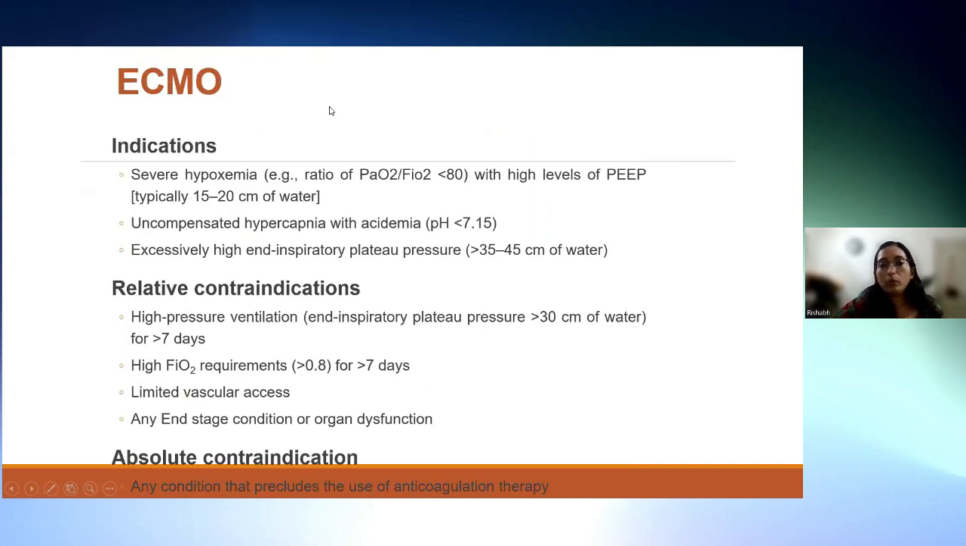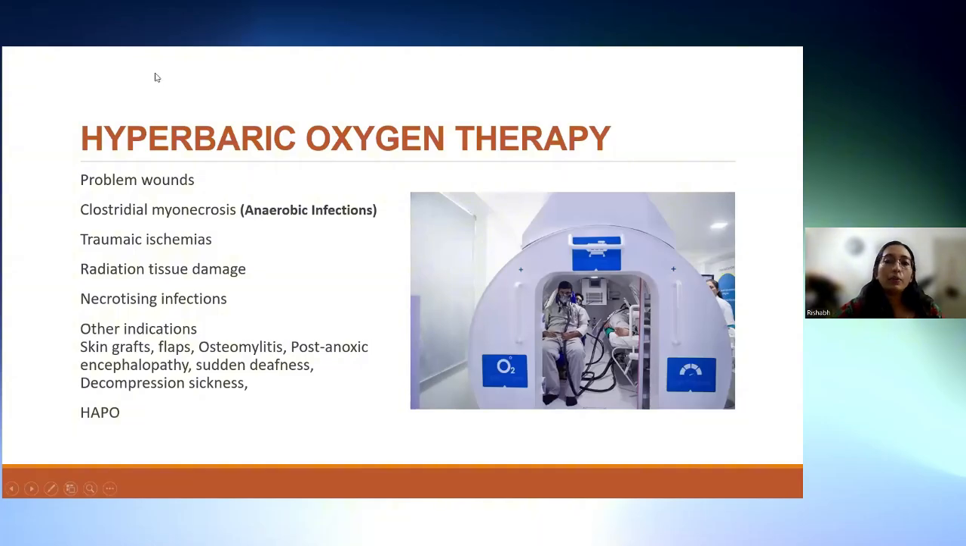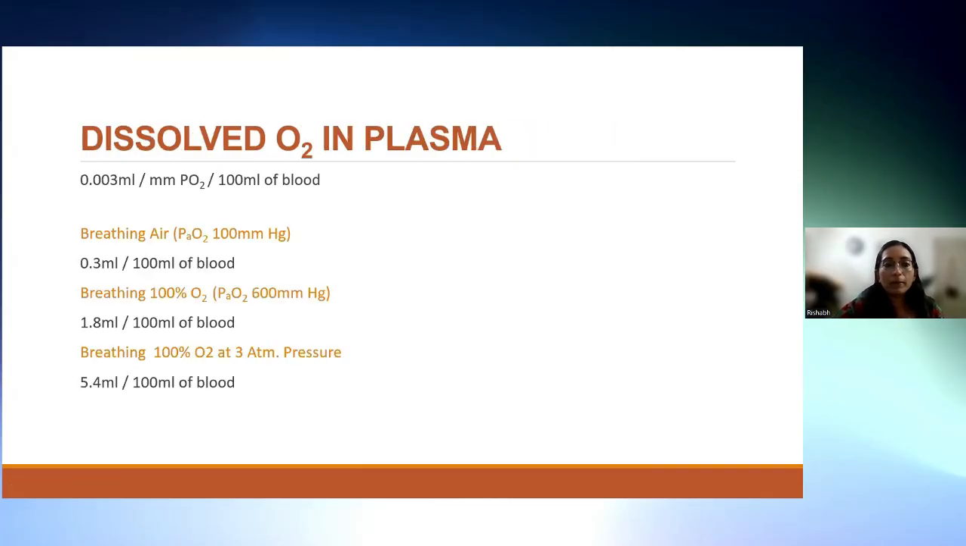We all know about ECMO. This is another form in which oxygenation can be done in a hypoxic patient. I'm not going into detail on it. Hyperbaric oxygen therapy is another way in which oxygen can be delivered. It can be used for various conditions, as written here.